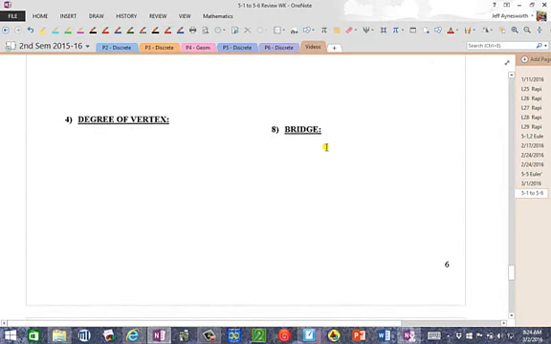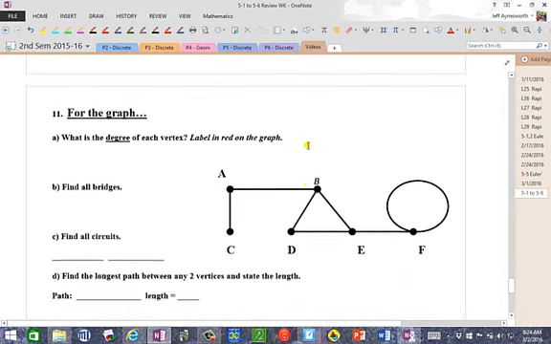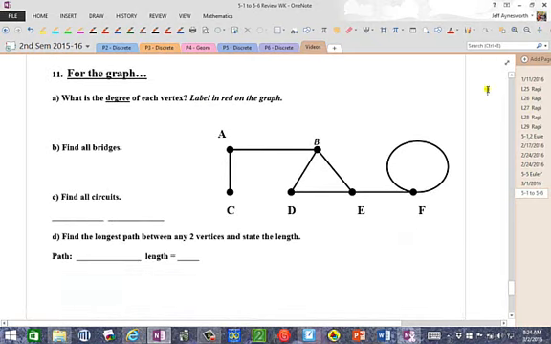And on this one here, I'll go through this one. What is the degree of each vertex? We'll do that in red. So degree 1, degree 2, degree 3, degree 2, degree 3, 1, 2, 3, 1, 2, 3. So this is degree 3. So we label the degrees of each vertex on the graph.